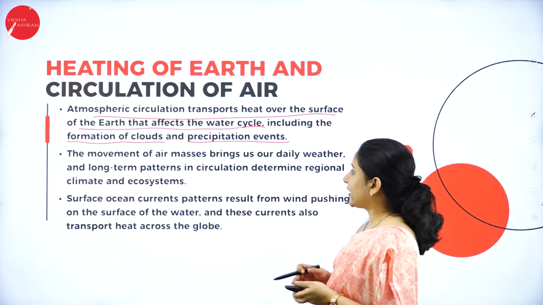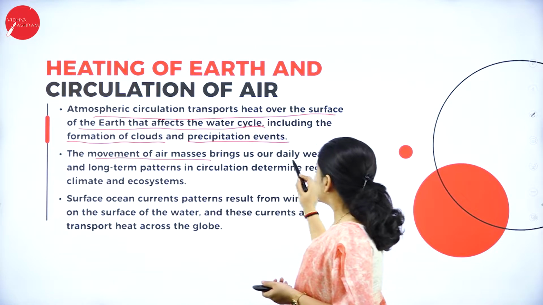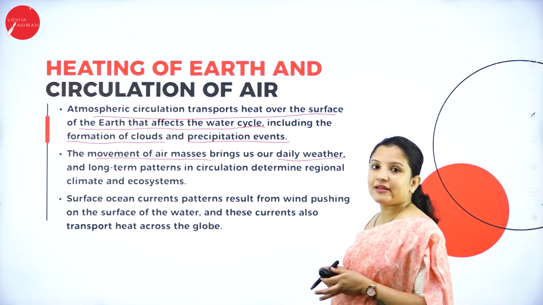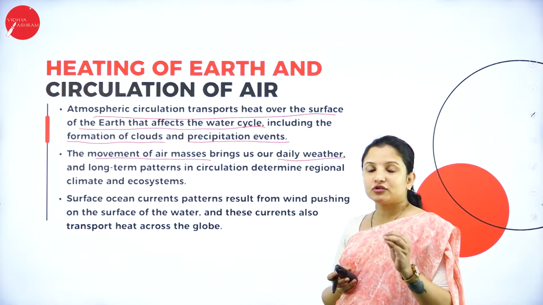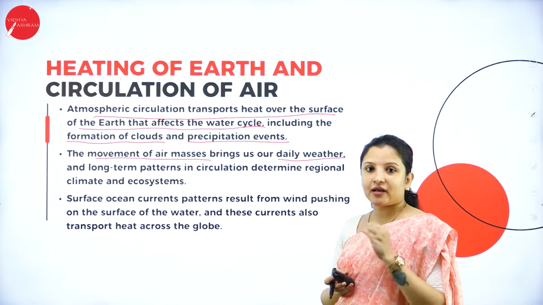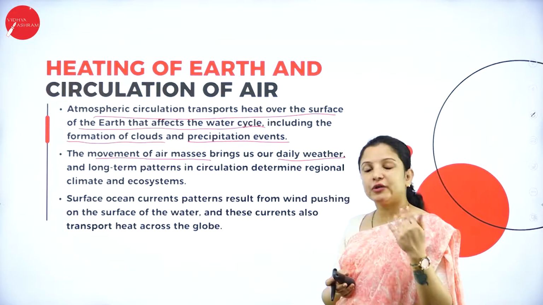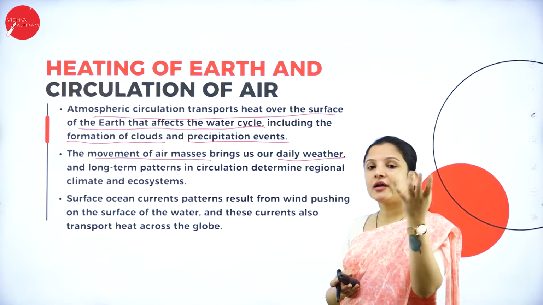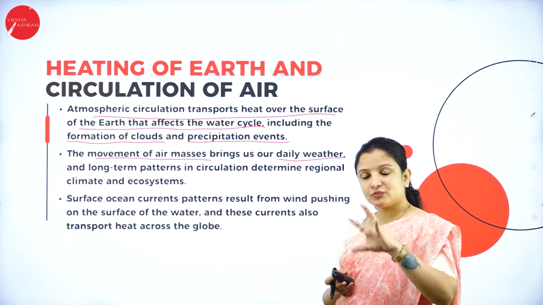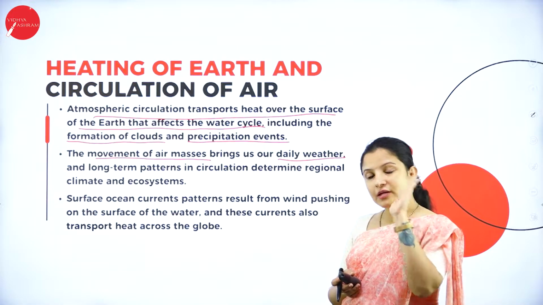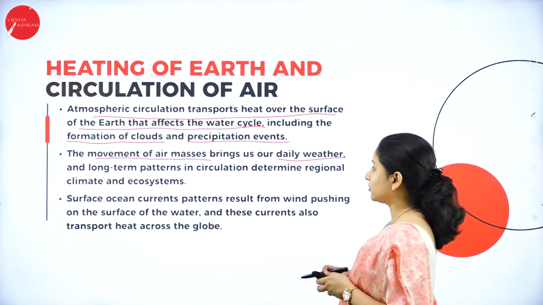So the movement of air mass is the one that actually brings us daily weather. Every weather change that is occurring is because of the movement of the air around the Earth's atmosphere. That actually decides it, because the movement of the air depends on the amount of heat that is absorbed by the Earth's atmosphere. And for rain to occur, the movement of air is also very, very important. We know about it, right?